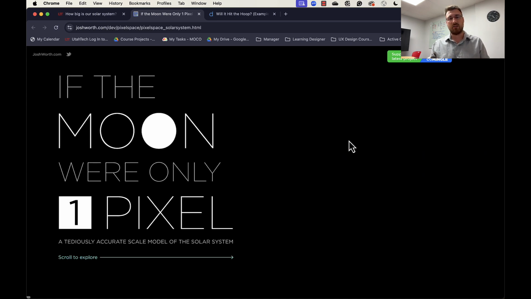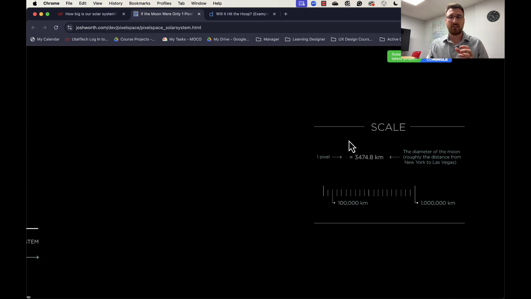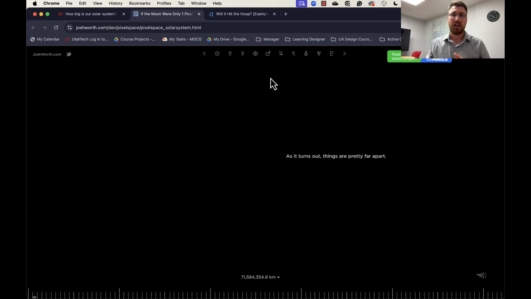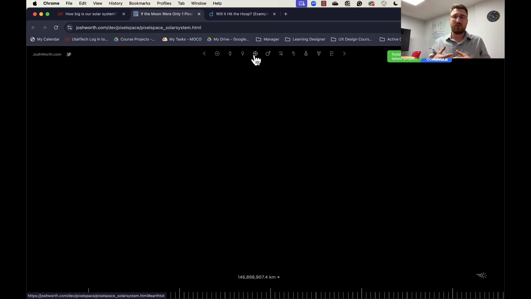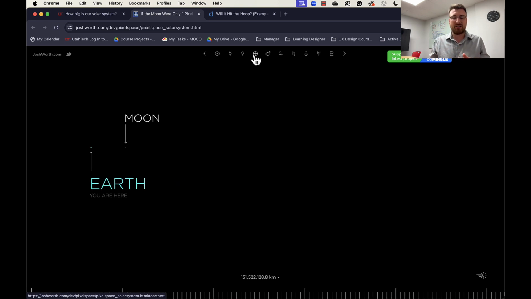Now, does this apply to your course specifically? Well, maybe, unless you're teaching science, probably not. But I could see how allowing students to painstakingly explore and scroll through the solar system as if the moon were a pixel really allows that interactive experience to help you understand how far things are from other things in outer space. And you could just scroll forever and ever and ever.